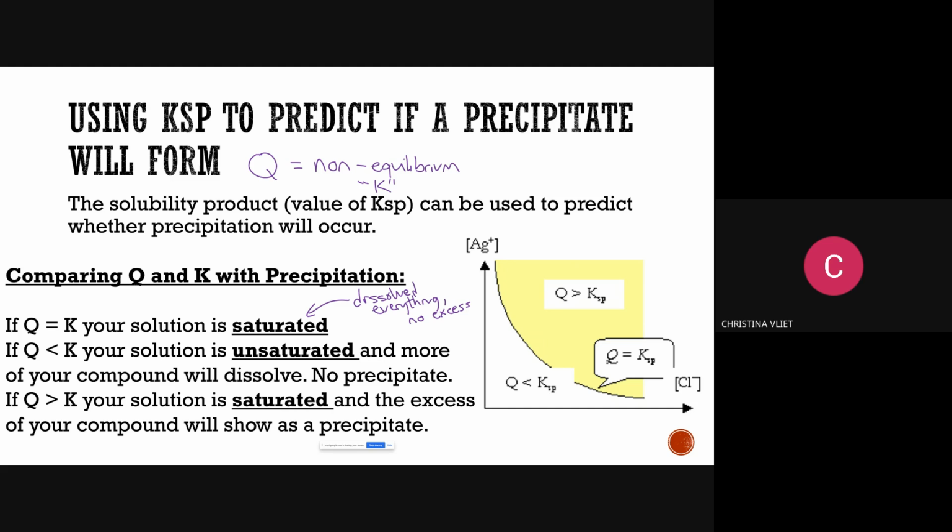The only time you'll see a precipitate is if your Q, your concentrations for your anion and your cation, when you work it out, are more than K. This means that your solution is saturated, but that there's also excess of your compound. And because there is excess of your compound, you dissolved everything you can, and the extra must fall to the bottom as a precipitate. And so it will show as a precipitate.